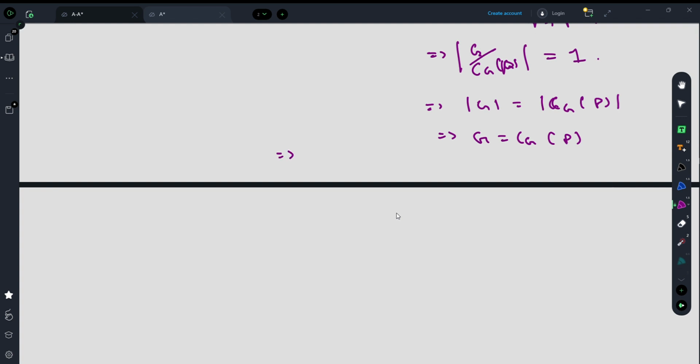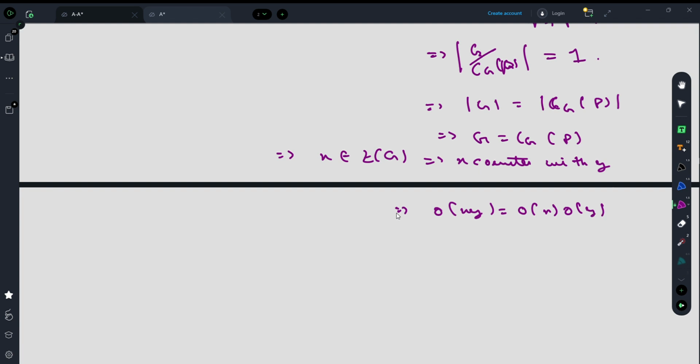But if G equals the centralizer of P in G, what does this immediately mean? This immediately means that P is inside the center of G. But P is generated by X, so X is in the center of G. But if X is in the center of G, then X commutes with Y. Then the order of XY must be the order of X times the order of Y. The order of X was P, the order of Y was Q, so it's indeed PQ.